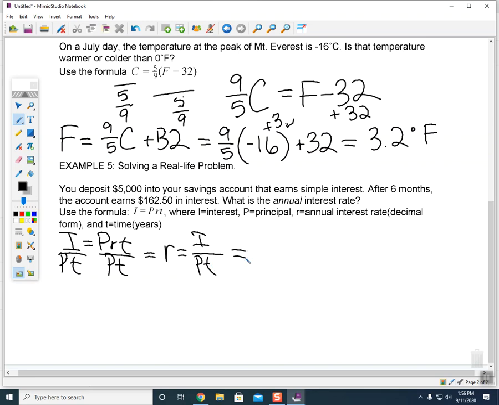What's my interest in dollars? How much money do I have in interest? No, it's $162.50. That's not what they took out of the $5,000. This is what I gained from putting $5,000 in. So the $5,000 is my principal.